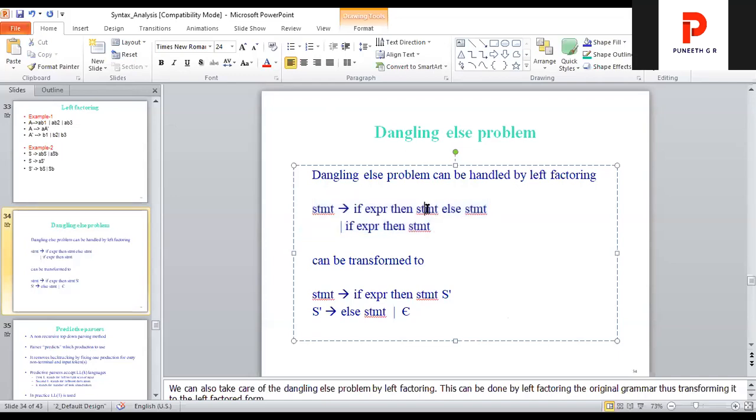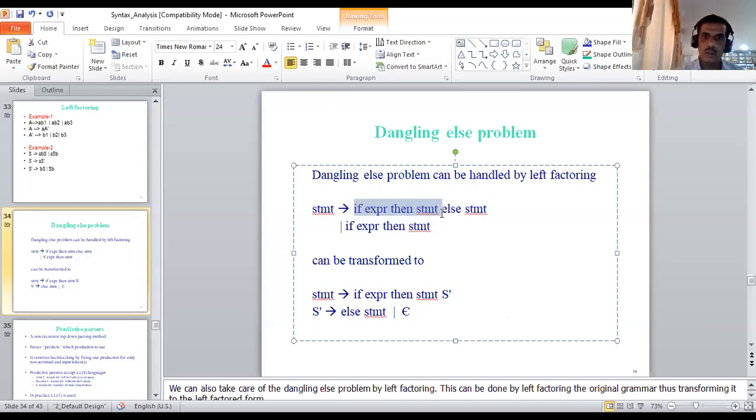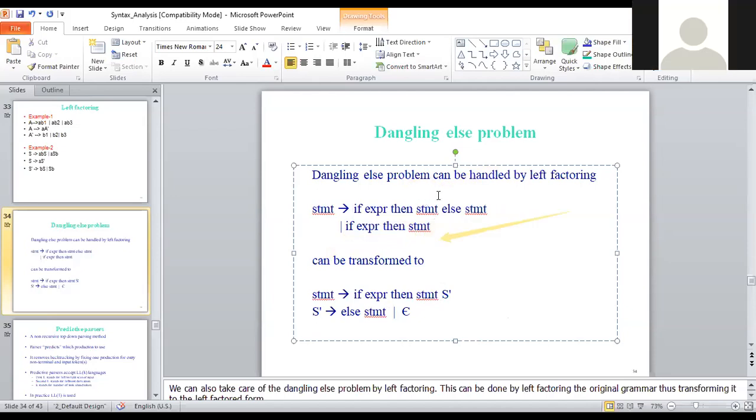Why is it there? Because see, if expression then statement is the first symbol if you consider, and this is also if expression then statement. If both are the same, it is considered a left factoring. Otherwise, if is also here, if is also here, there is a confusion whether to choose this production or that one. So what we do is put this if expression then statement same, then S dash. This S dash can be pushed to your beta, which is else statement or epsilon. Am I clear? Okay.